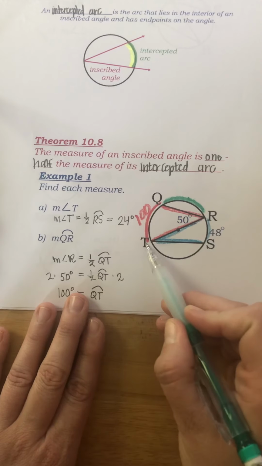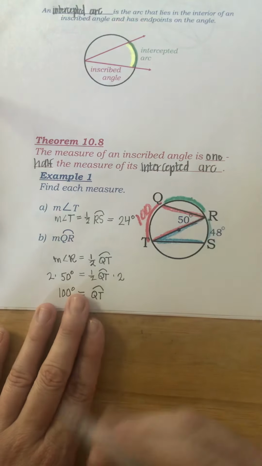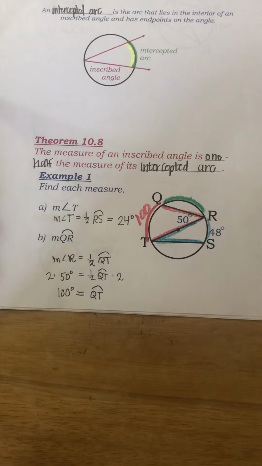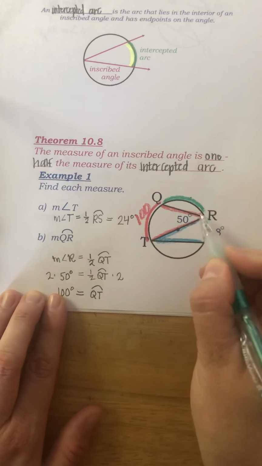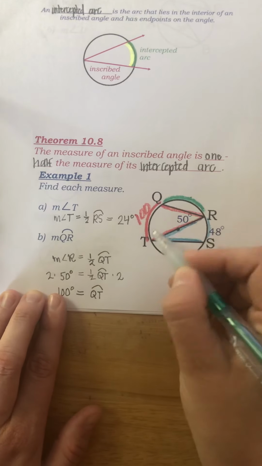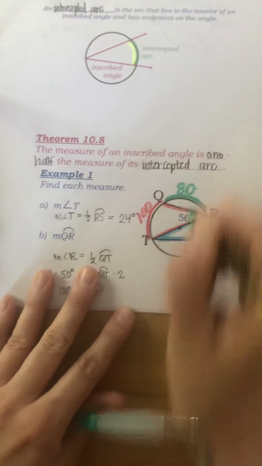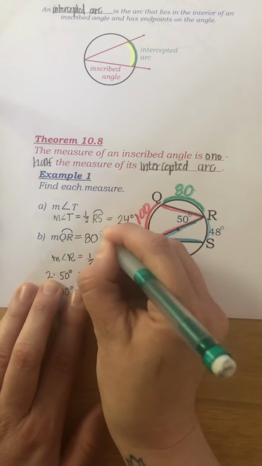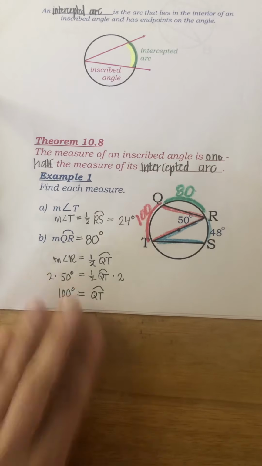So that means from T past Q over to R would be a total of 180 degrees. If we took a circle, which is 360, and we cut it in half, it would be 180 degrees. And if that has to be 180 degrees total, and we already know that this part in red is 100, that means that the part in green now has to be a leftover amount of 80. And so that's going to answer our question for us, that the measure of arc QR is 80 degrees.